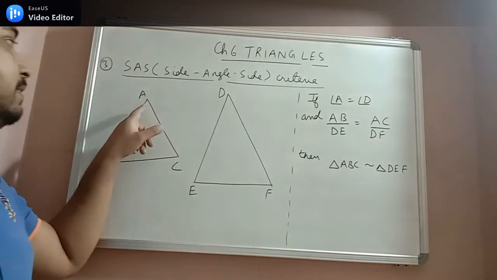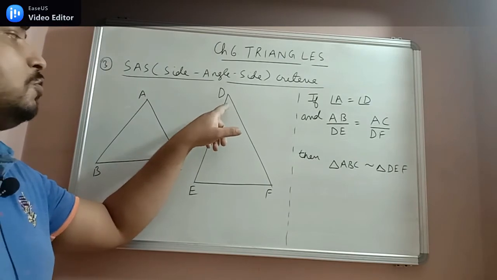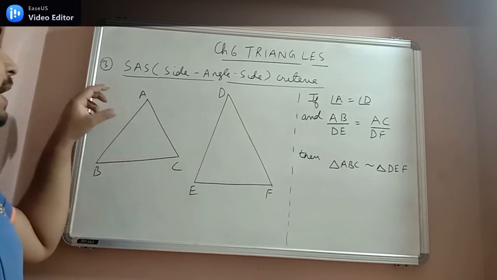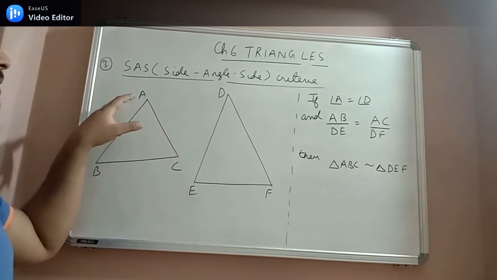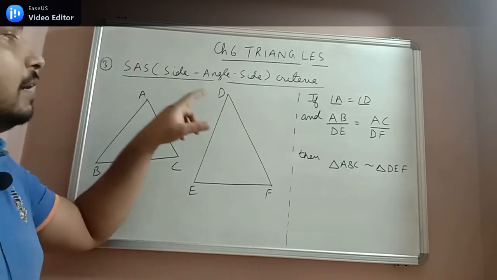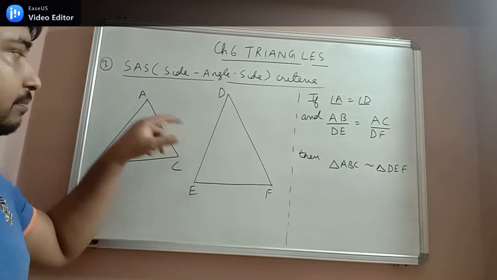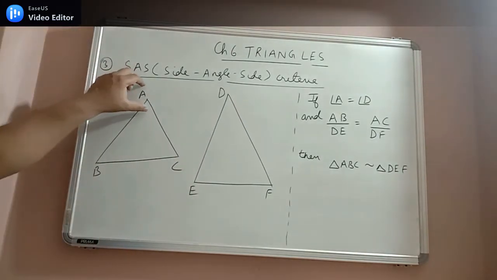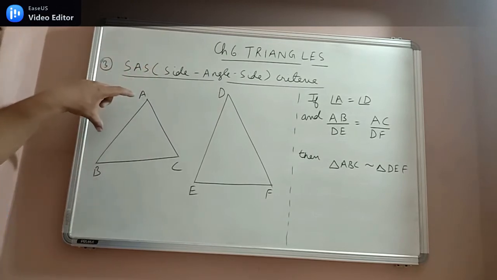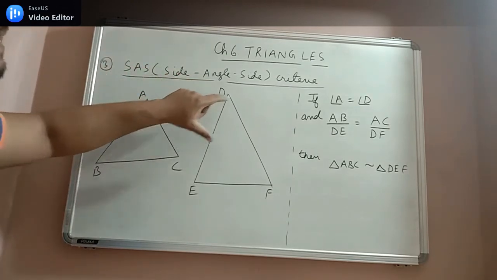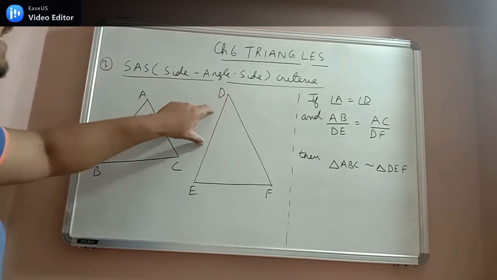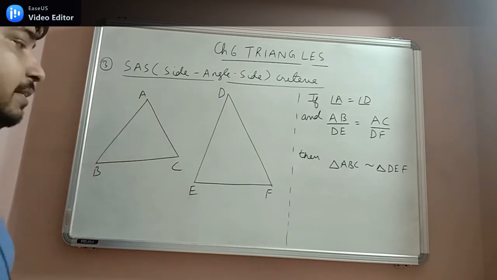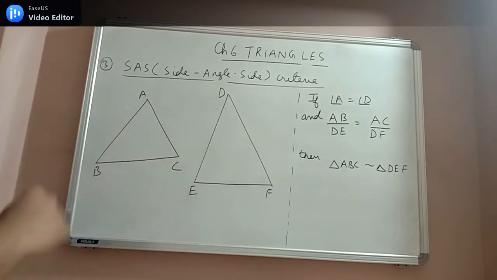So if one angle of a triangle is equal to one angle of another triangle, and the sides including these angles are proportional, then the two triangles are said to be similar. So here we have taken angle A equal to angle D, and the sides containing these angles are AB, AC and DE and DF. So AB upon DE equal to AC upon DF and angle A equal to angle D, we can say that triangle ABC is similar to triangle DEF.